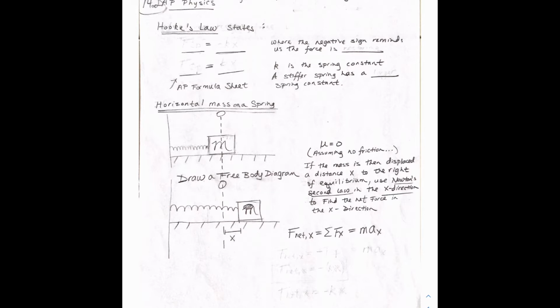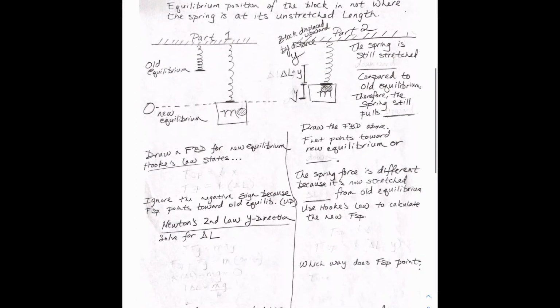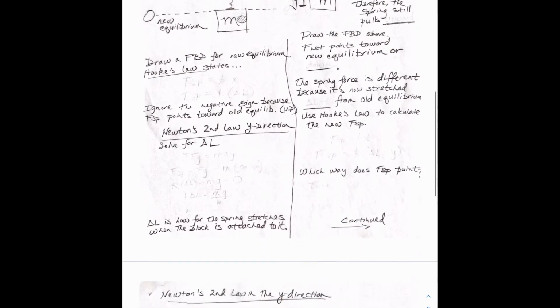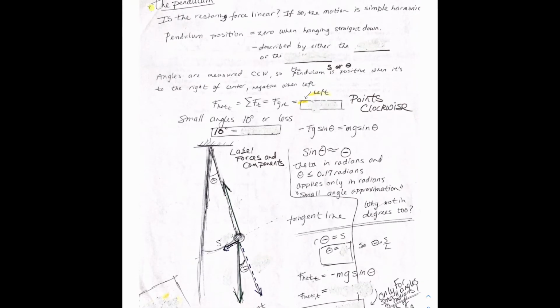And so we're going to start with a mass oscillating on a horizontal mass on a spring and show that that is simple harmonic motion. Then we're going to compare that to a vertical mass on a spring and see if that also qualifies as simple harmonic motion. And then finally, we'll look at a pendulum and see if this qualifies as simple harmonic motion.